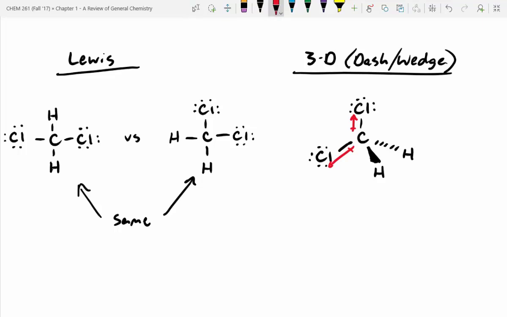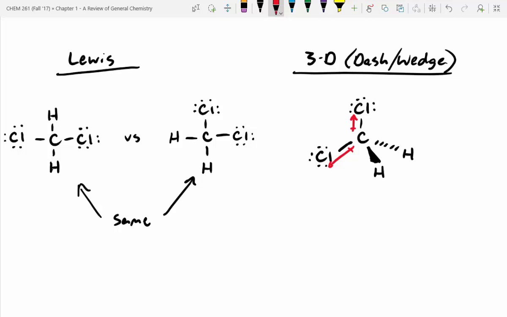Essentially that little cross at the end of the tail means that the carbon is more positive-like because it's having its electrons pulled away from it. The arrowhead is showing where the electrons are being pulled to. So you need both the crosshead at the tail and then the arrowhead showing the pull of electrons.